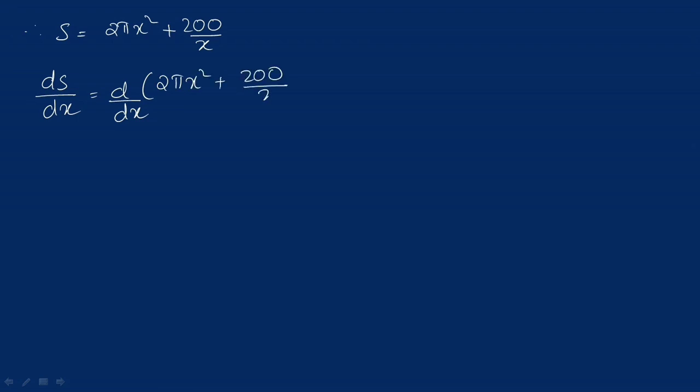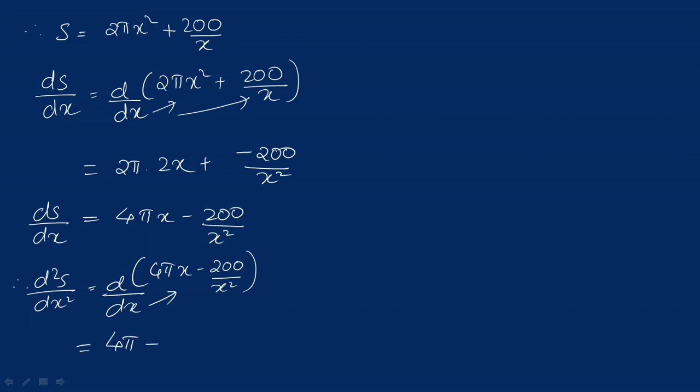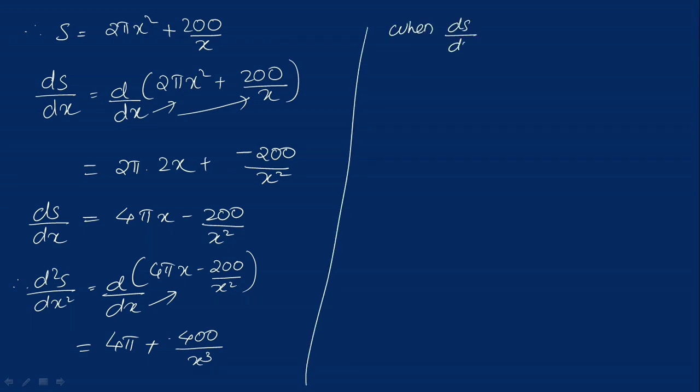So what is ds by dx? That is d by dx of 2 pi x square plus 200 by x. D by dx of 2 pi x square is 2 pi into 2x, plus d by dx of 200 by x, that is minus 200 by x square. So we can write 2 pi into 2x, that is 4 pi x minus 200 by x square. So that is ds by dx. Now what is d square s by dx square? That is d by dx of 4 pi x minus 200 by x square. D by dx of 4 pi x is 4 pi only, minus d by dx of 200 by x square, that is minus of minus 400 by x cube, so it becomes plus 400 by x cube. So we have d square s by dx square is equal to 4 pi plus 400 by x cube.